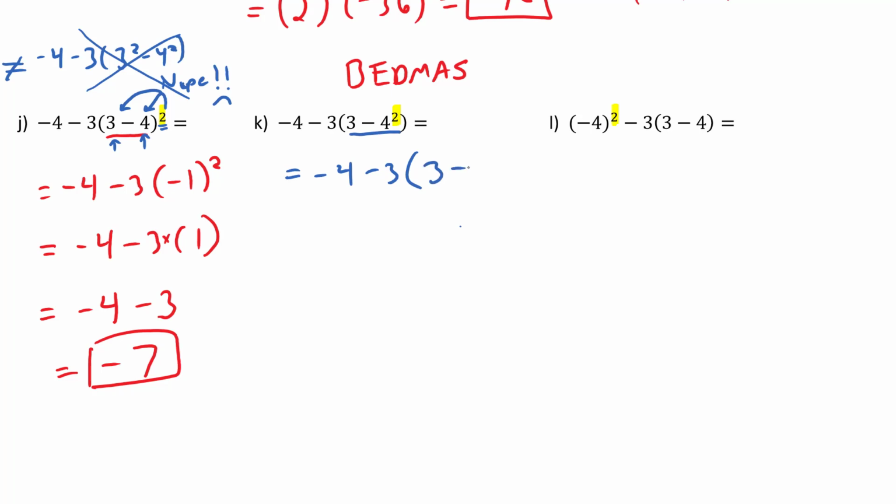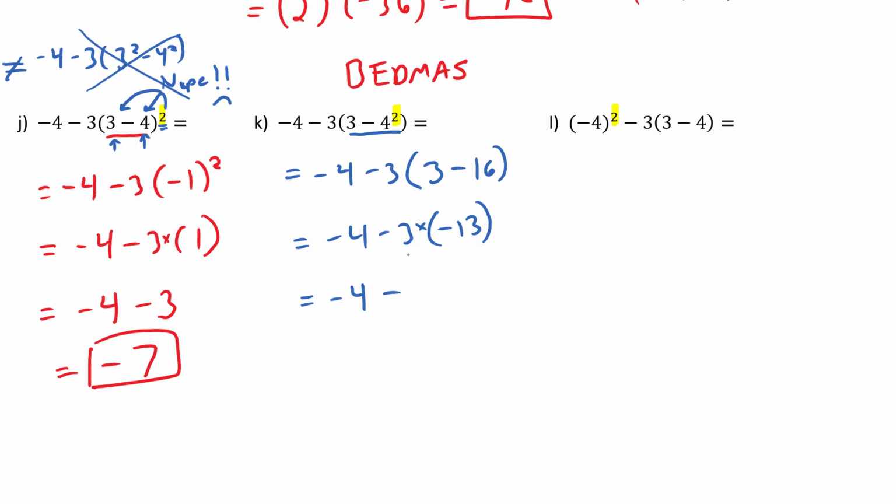So here 3 minus 4 squared, 4 times 4, 16. Next up, 4 minus 3. And then we have 3 minus 16, which is going to be minus 13. On the next line here, you see minus 3 and then bracket minus 13. So we know this means multiplied by. So here we do that first before we do subtraction.